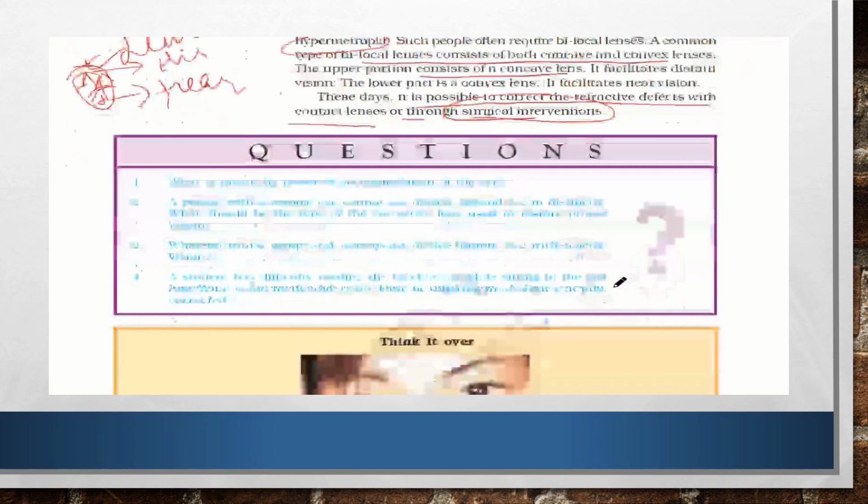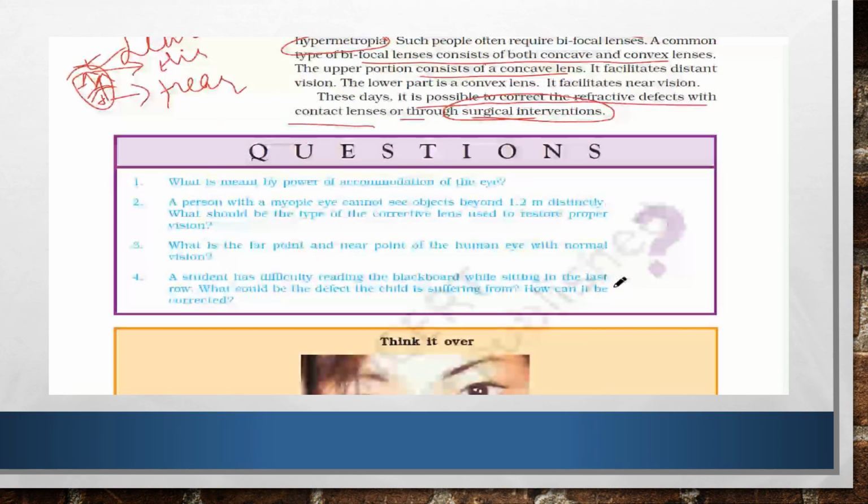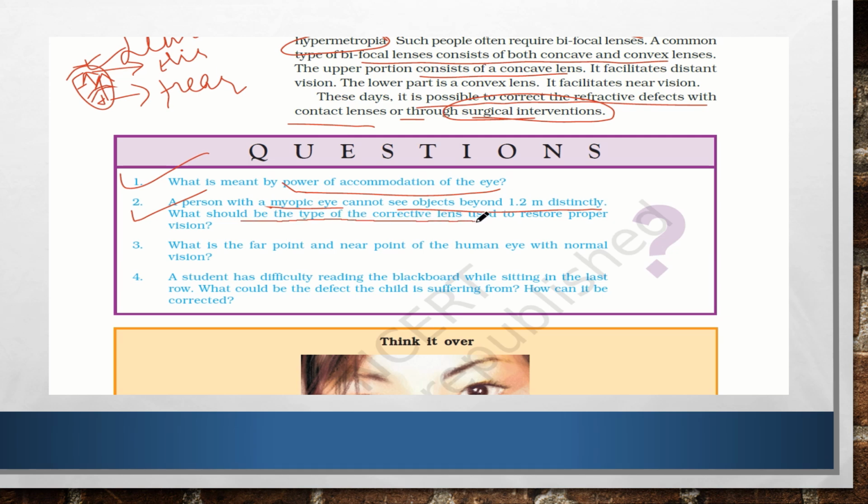So now let us move on to a few questions and answers. We can just discuss it. We have already told it. What is meant by the power of accommodation? I have clearly discussed it, and just write it in your answer book where you are writing all the answers. A person with a myopic eye cannot see objects beyond 1.2 meters distinctly. So what should be the type of corrective lens? We have just now told that concave lenses with proper power should be given for proper vision.